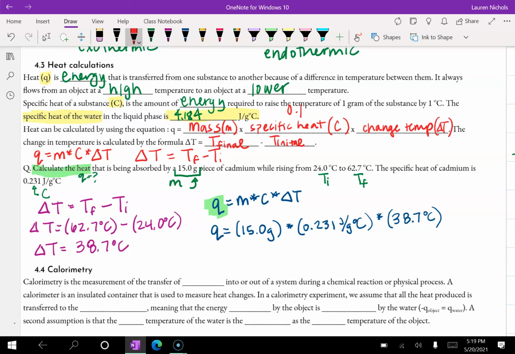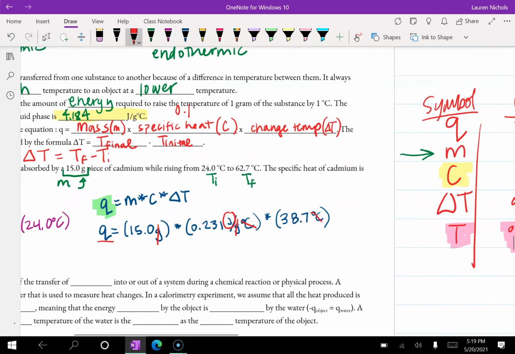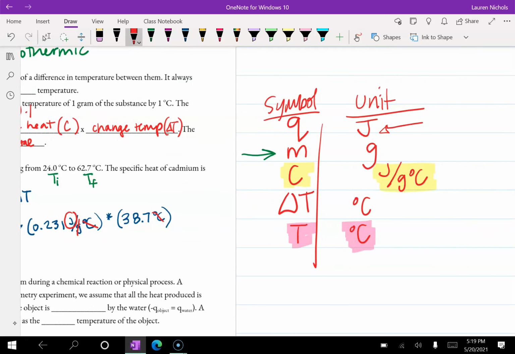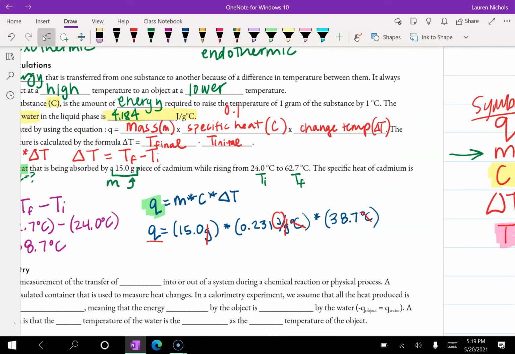Now, what's important to notice is the units. Since we have grams and grams here, they cancel out, and degrees Celsius will cancel out. So that leaves us with the unit of joules, or capital J, which is good because Q, if you remember, has the unit of J. So that's all that should be left if we did our problem correctly.